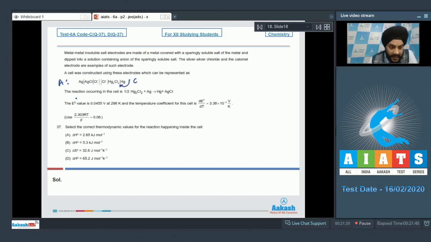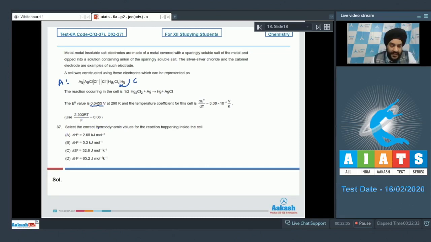The reaction occurring inside the cell is this, students. The reaction has been specified to us that half Hg2Cl2 reacts with Ag to give us Hg and AgCl. The E0 value is 0.0455 volt at 298 Kelvin, and the temperature coefficient for this cell is given by dE0 by dT equal to 3.38 into 10 to the power minus 4 volts per Kelvin. The value of 2.303 RT by F has to be used as 0.06, students. Now let us look at the questions which are given to us related to this paragraph, students.